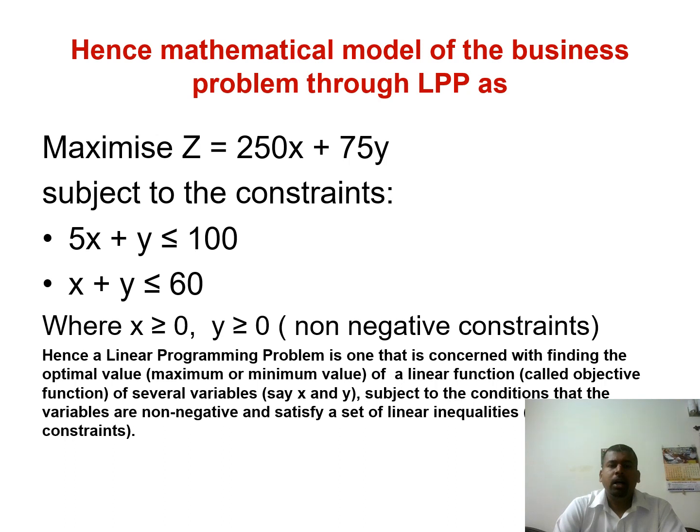From the input from the previous slide, the real problem has now been converted into a linear programming problem, expressed in algebraic form. The objective function is: maximize z = 250x + 75y, subject to the constraints, otherwise called restrictions: 5x + y ≤ 100, and x + y ≤ 60, which is the storage condition. The values of x and y are going to be either 0 or positive.